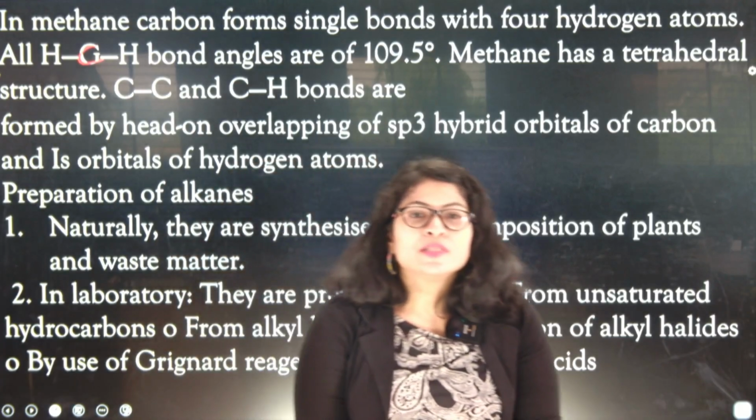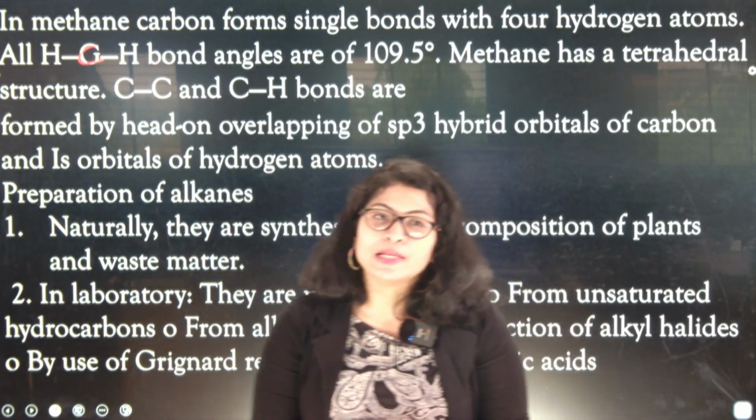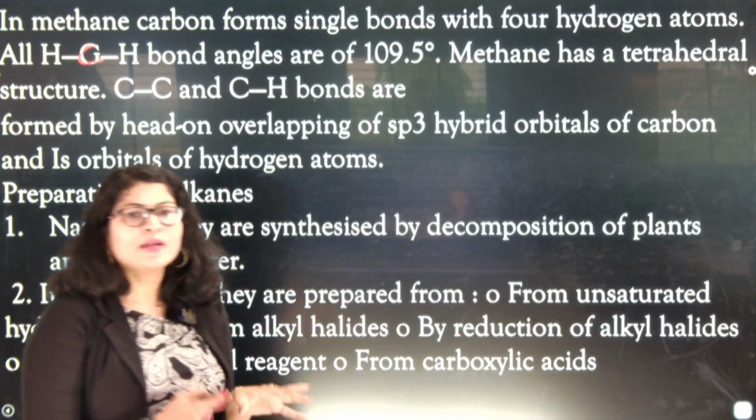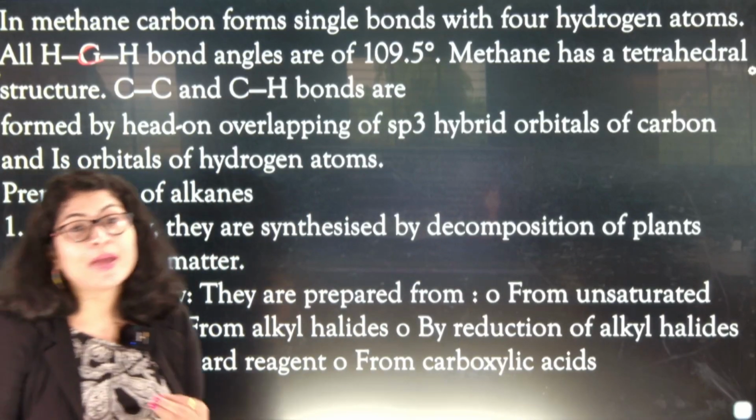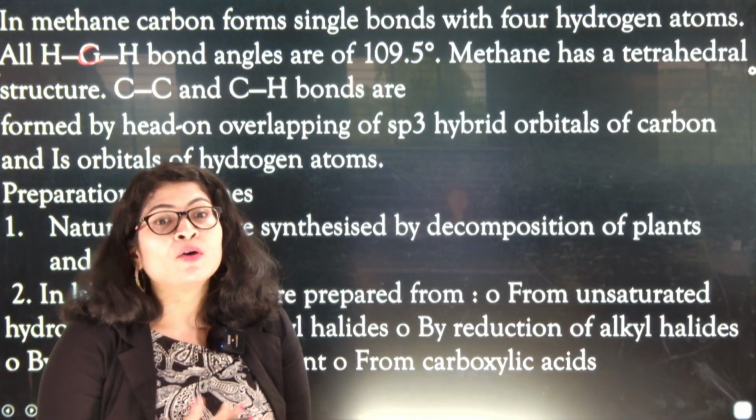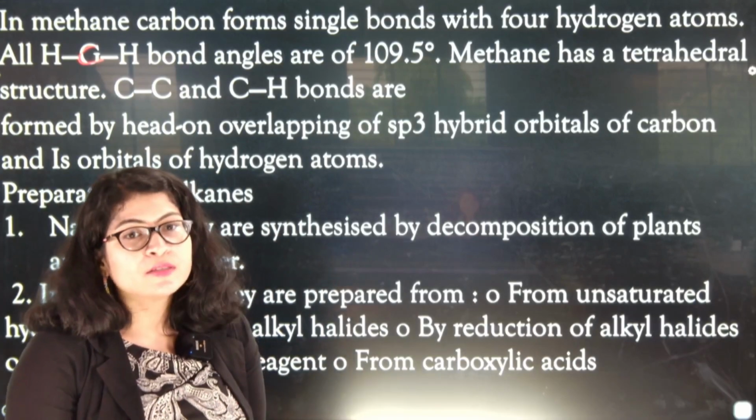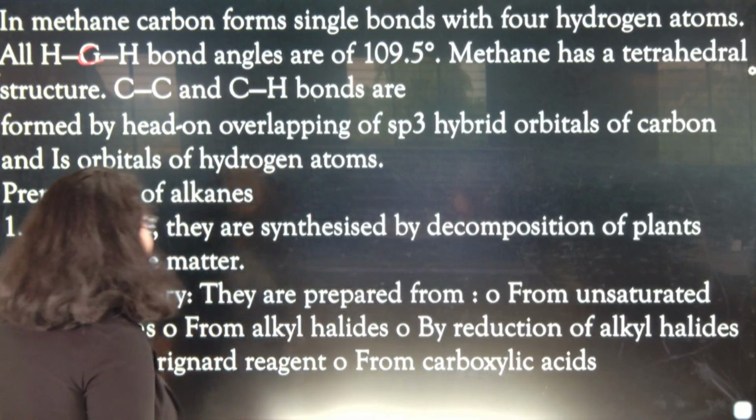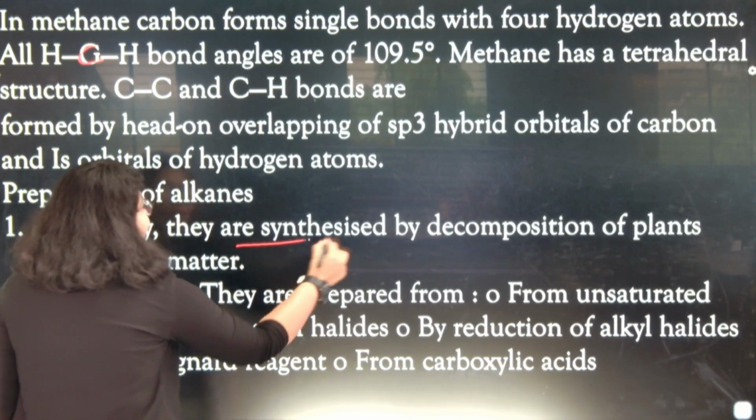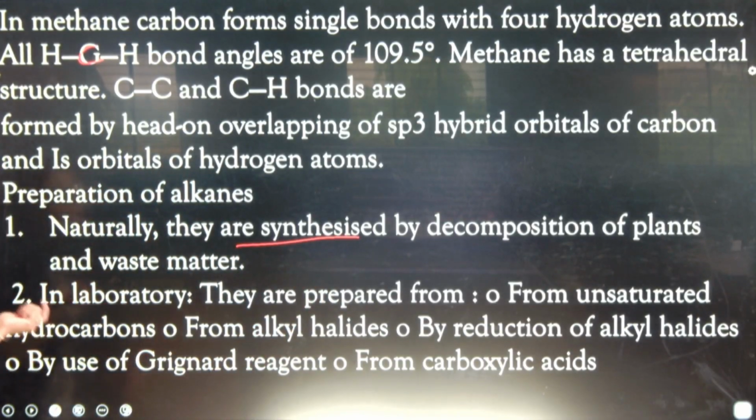Now, we will see some methods of preparation of alkanes. First, they are mostly found naturally in marshy or damp areas. As you can see, the biogas plant mostly consists of methane and ethane. Naturally, they are synthesized by decomposition of plants and waste matter.